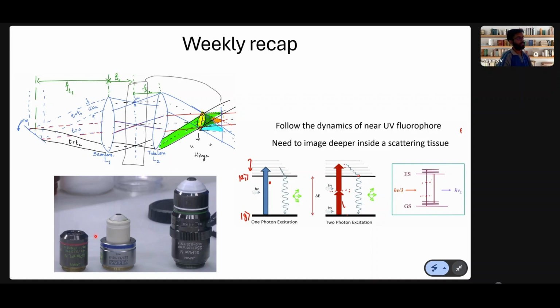In the later parts of the lectures, we also had a brief comparison of how one photon excitation happens, which is used in conventional microscopic techniques, and what its limitations are, which we need to counteract using multi-photon excitation processes, typically two photon as well as three photon excitation. Mainly, we use multi-photon excitation to image chromophores in deep tissues, as well as any fluorophore which is excited in the UV or near UV region. For these purposes, we use two photon or multi-photon excitation processes.